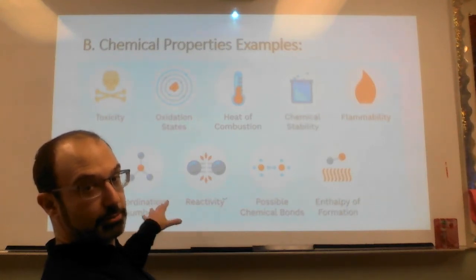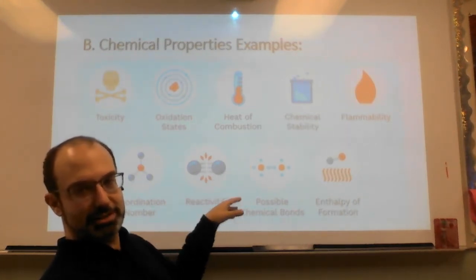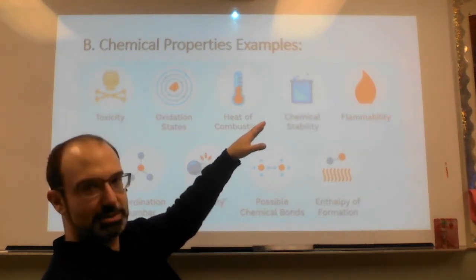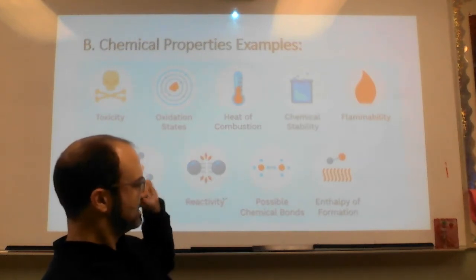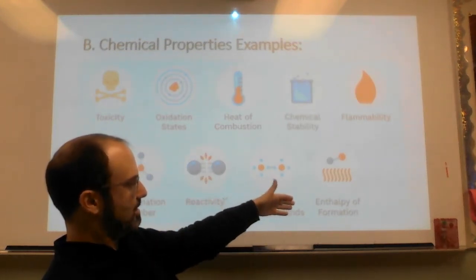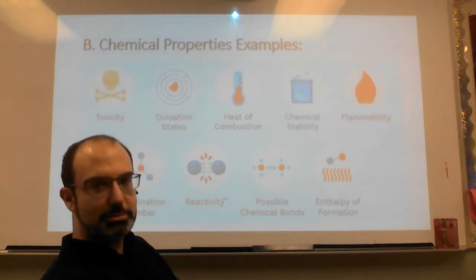Coordination number down here, we don't deal with that. Reactivity, that's very similar to chemical stability. In many ways, it's kind of the exact opposite, right? Like if something's chemically stable, it's not very reactive. And if something is very reactive, it's not very stable. Possible chemical bonds and enthalpy of formation. Again, some very complicated terminology here, some words that you're probably not familiar with.